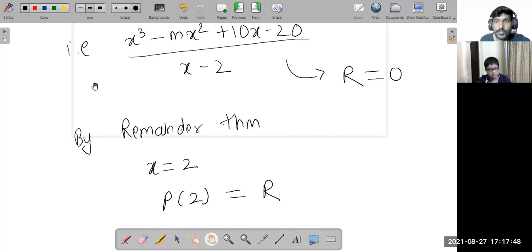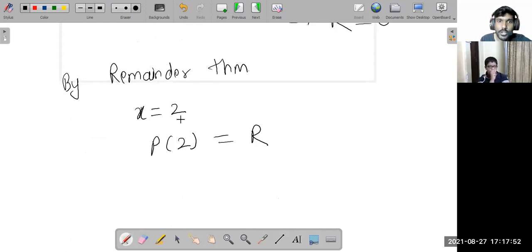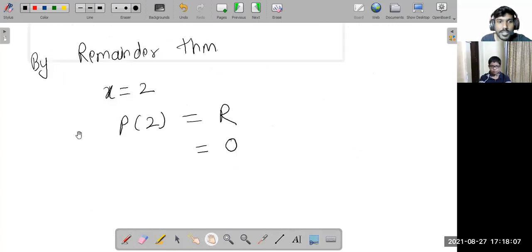Because minus 2 changes to plus 2 value. Yes. So in the polynomial, you substitute x as 2 and on the right hand side, you'll write 0 because remainder is 0 by remainder theorem. Oh, sorry, by factor theorem.